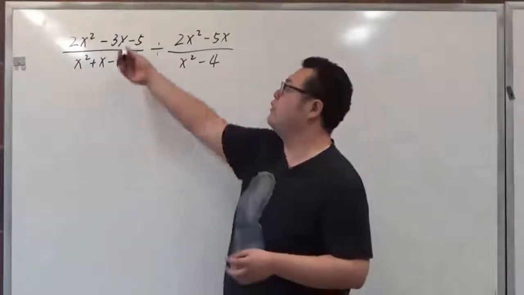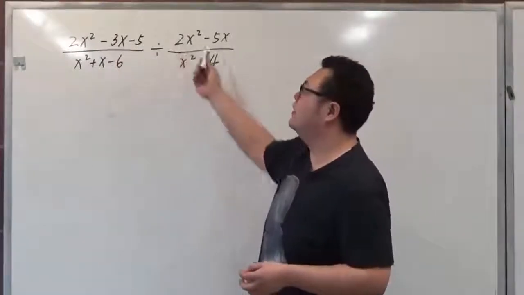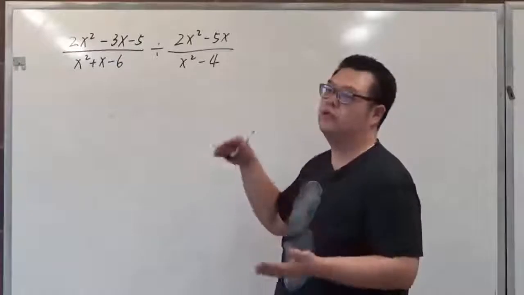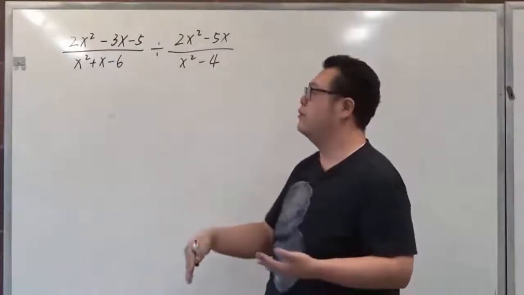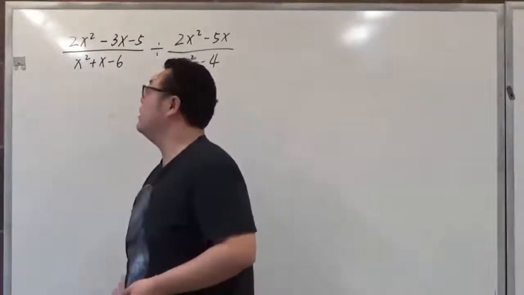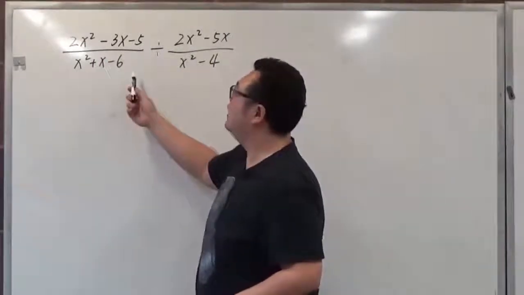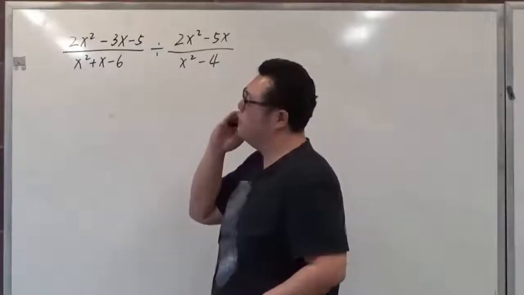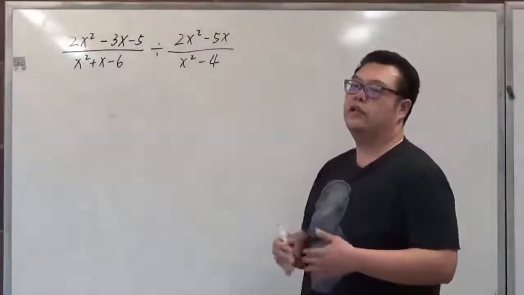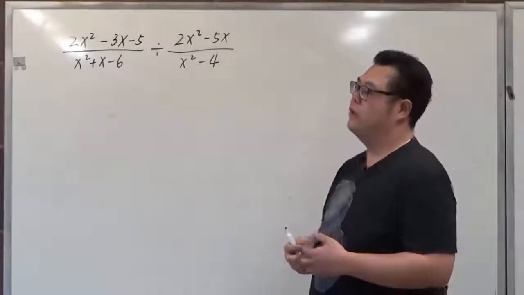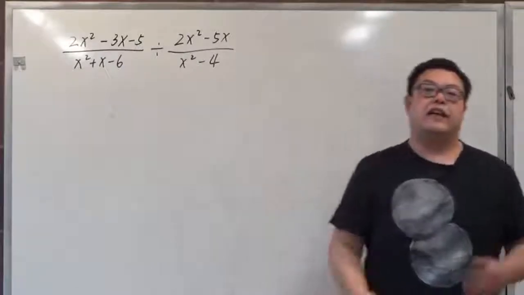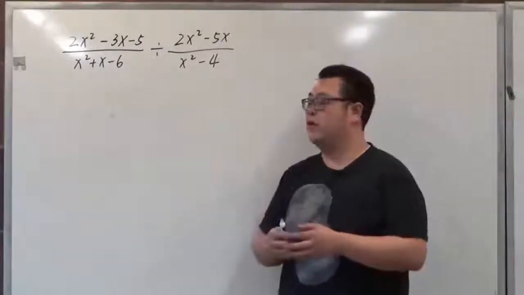Here we have a rational expression dividing another rational expression. It's different from multiplication. We just need to do one more step to simplify before we get the final answer. But as long as we see they have quadratic expressions, we're able to factor them into linear factors, then it will be doable to get the expression reduced.